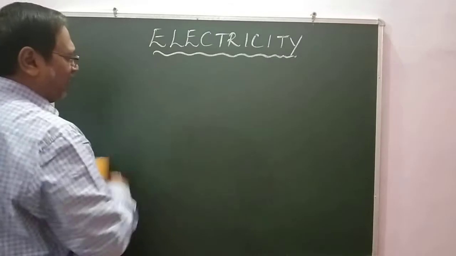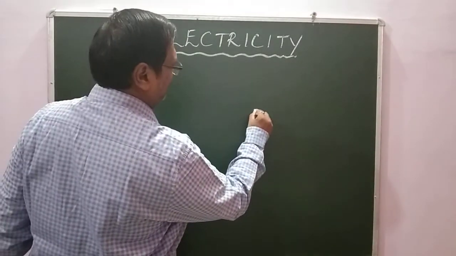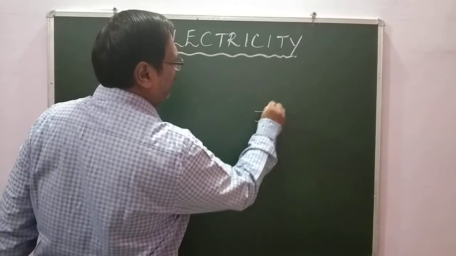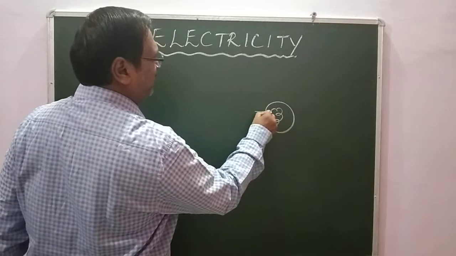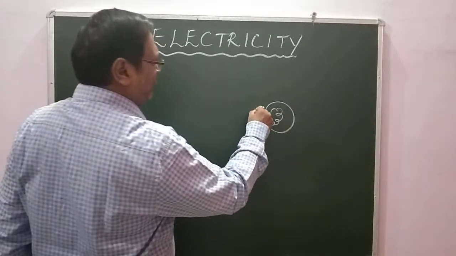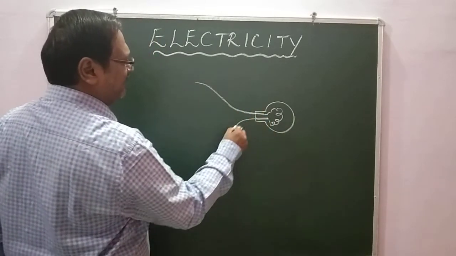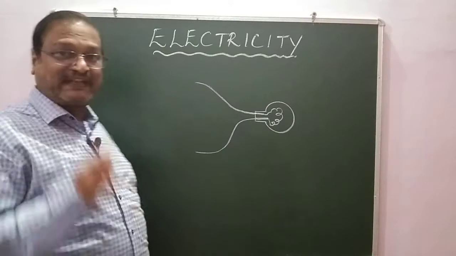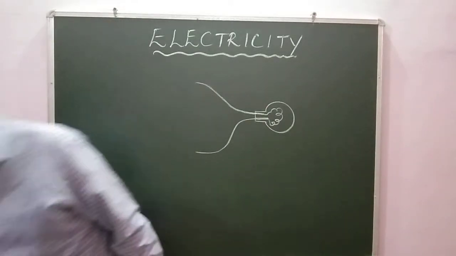What I am going to do is take a bulb. See, in olden days we used to use this bulb. There is a filament inside the bulb. And now I connect this bulb like this. I connect this to a cell. See, I have got with me a cell.